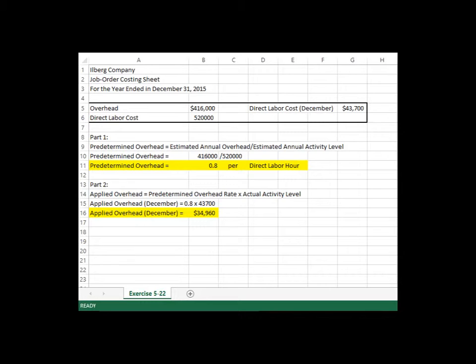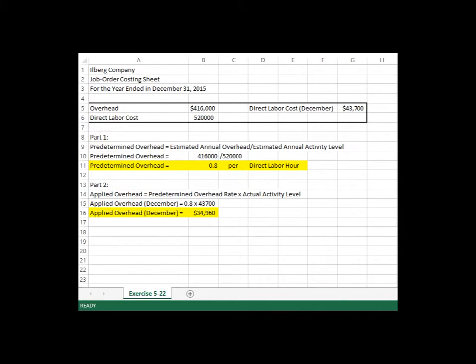For part 1, you're supposed to calculate the predetermined overhead, which I do using the estimated annual overhead, which is right here, a given, divided by the estimated annual activity level, which is the direct labor cost. So you divide the two and you get 0.8 per direct labor hour.